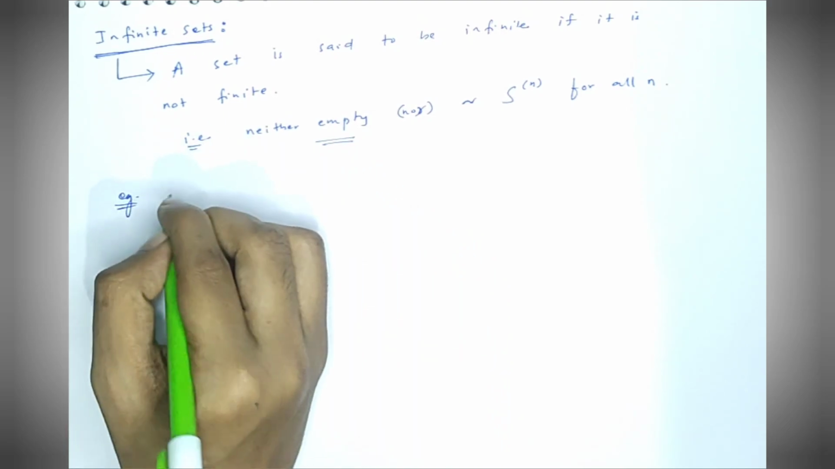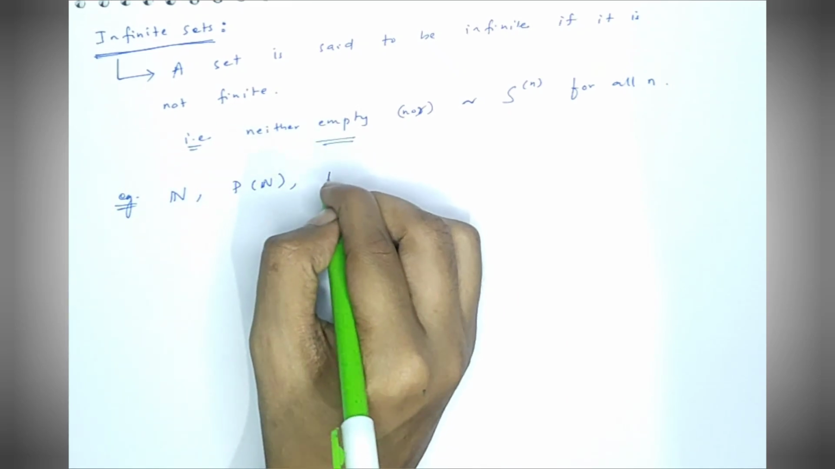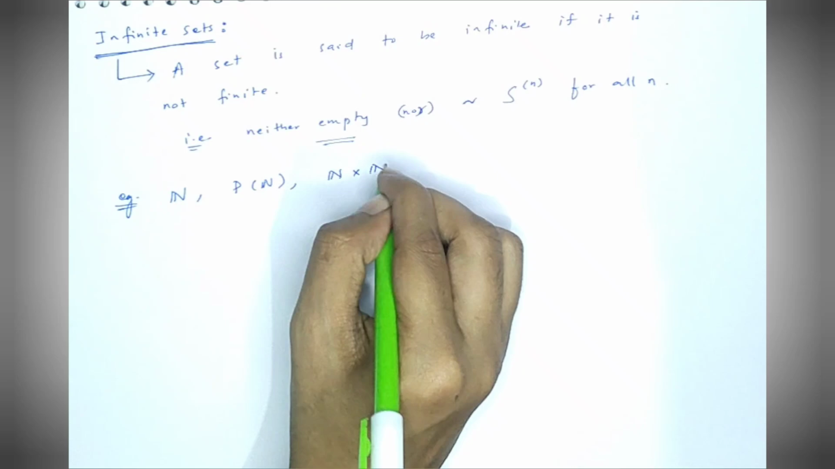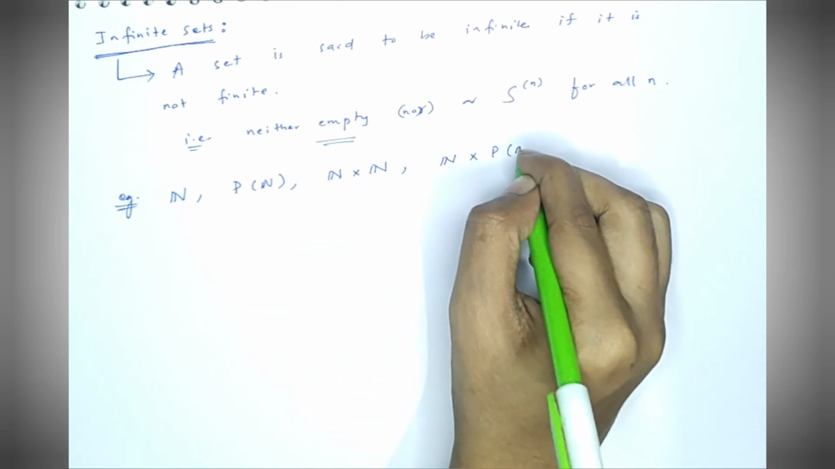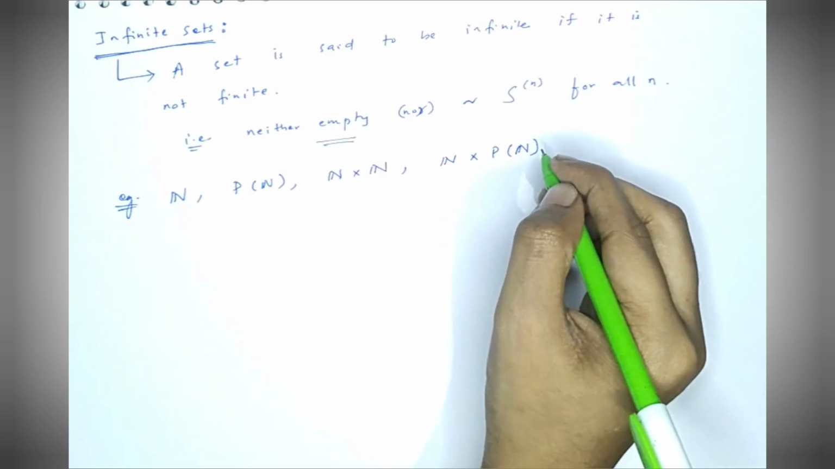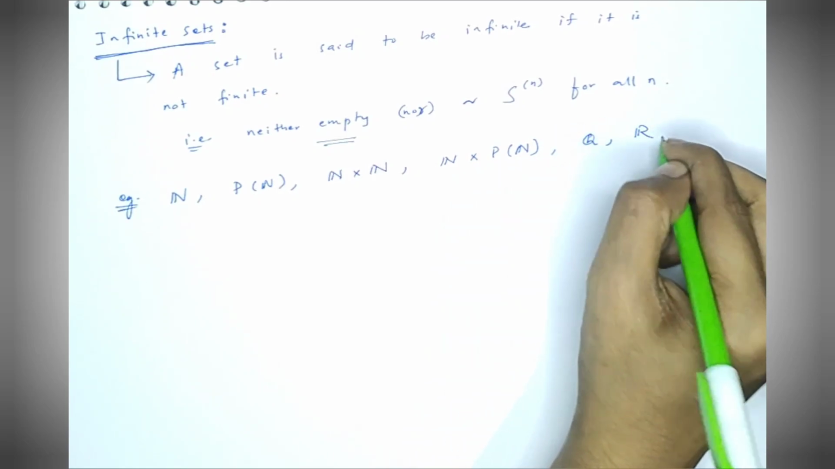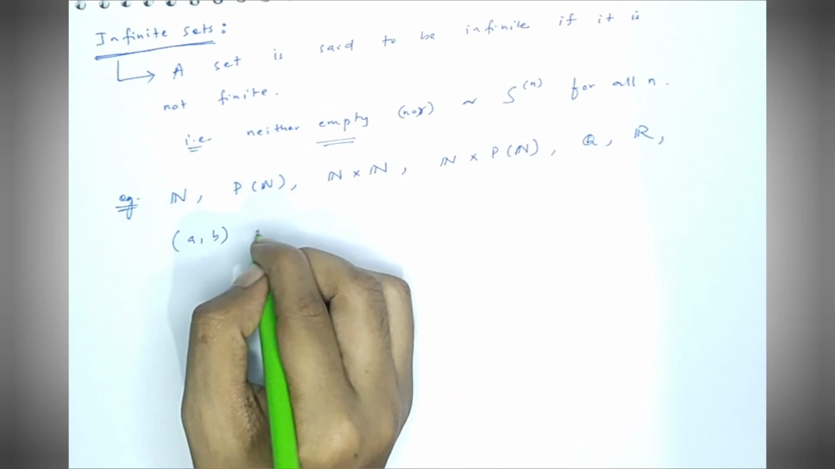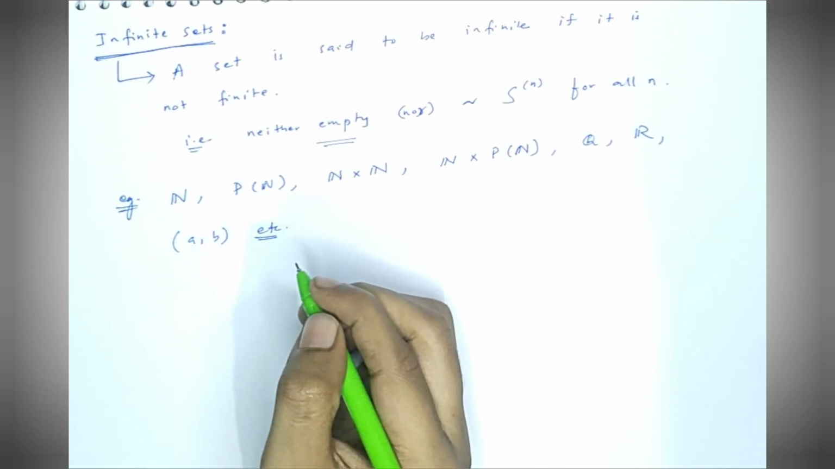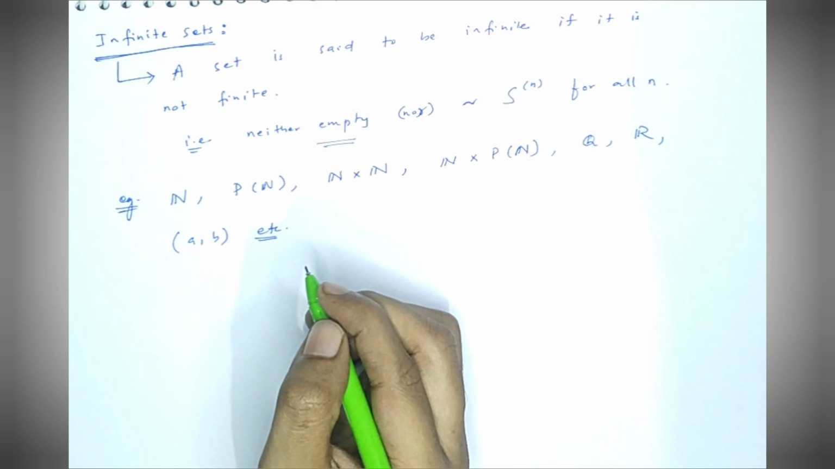Examples: the set of natural numbers, the power set of natural numbers, the Cartesian product of natural numbers, N cross P of the power set of natural numbers, the set of rational numbers, the set of real numbers, intervals of real numbers, etc. So how do we define the cardinality of an infinite set? That is how we can deal with the cardinality of an infinite set.